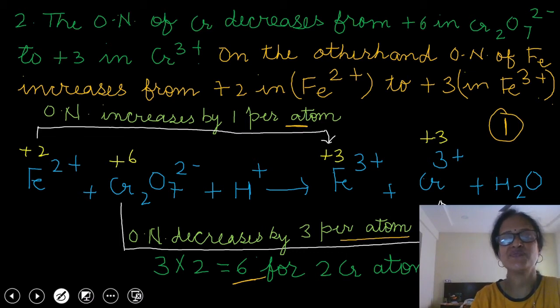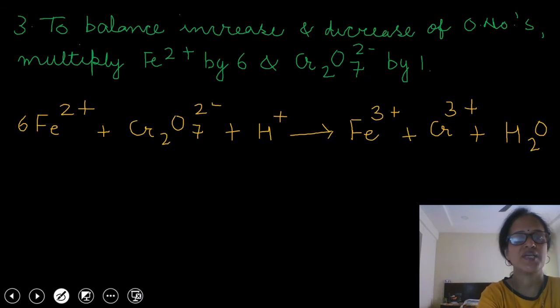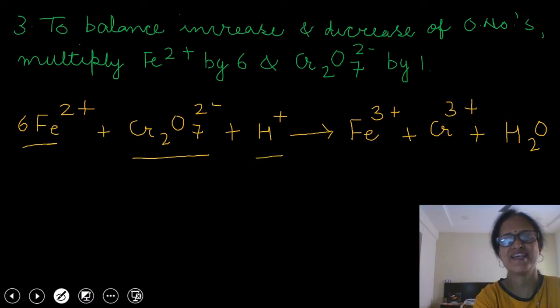So in the next step, we have to make this increase and decrease equal by multiplying the oxidizing agent and reducing agent with a suitable number. So what we will do, we will multiply Cr2O7 2- by the term 1 and Fe2+ by the term 6. Which is shown here. We have written here 6 Fe2+ plus Cr2O7 2- plus H+.